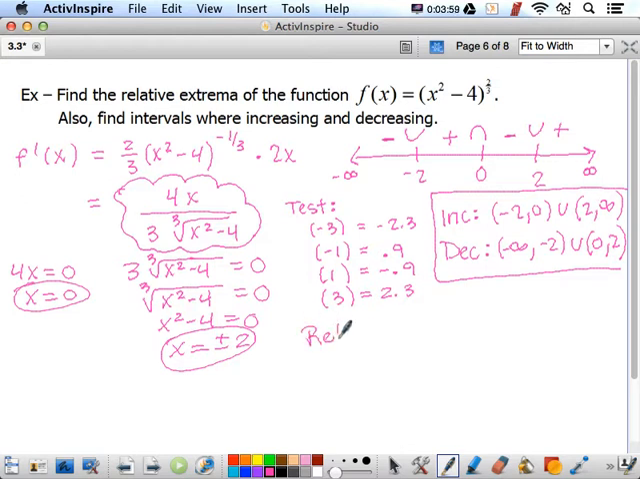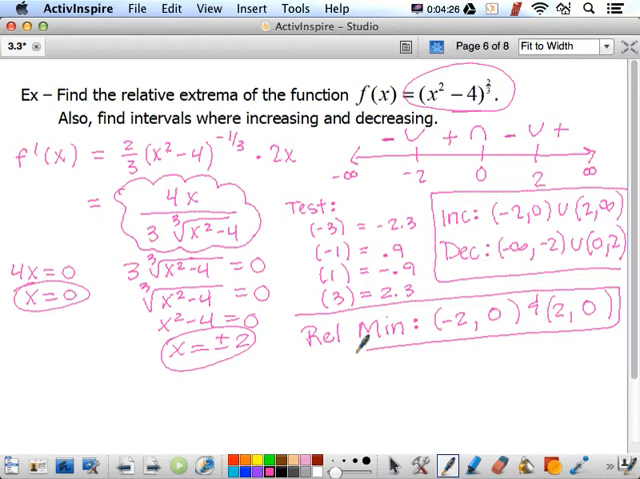All right, so right now it looks like I have 2 relative mins. They are happening at -2 and at +2. And remember, we just plugged those into the original. So if I plug -2 into the original, what do I get? 0. And if I plug +2 into the original, I also get 0. So they are my relative minimums, and you are allowed to have multiple.